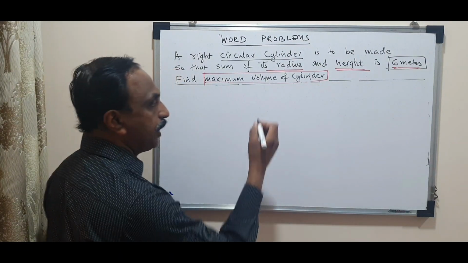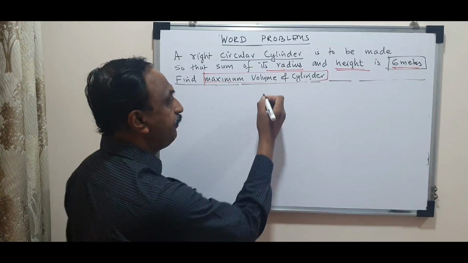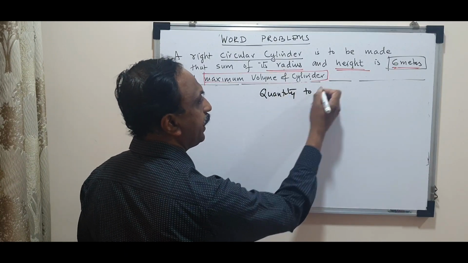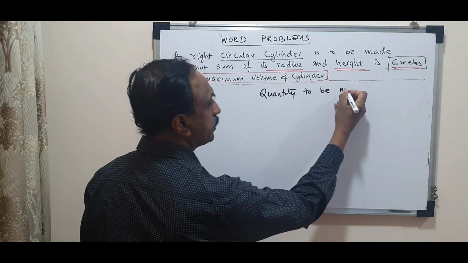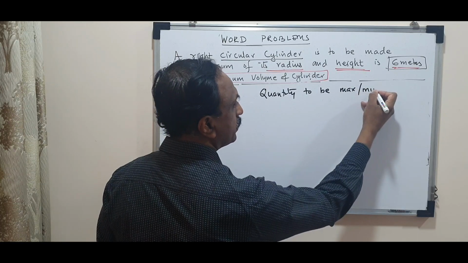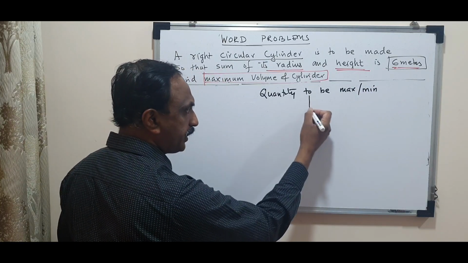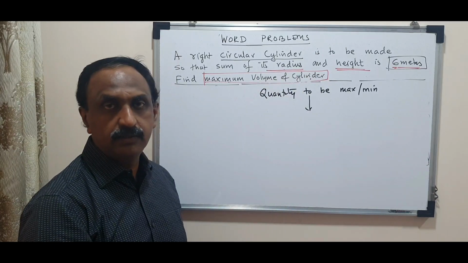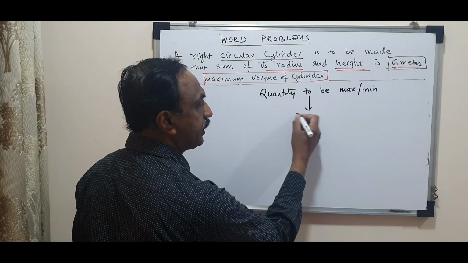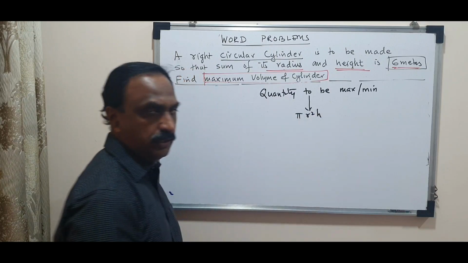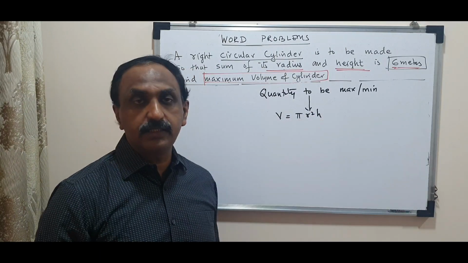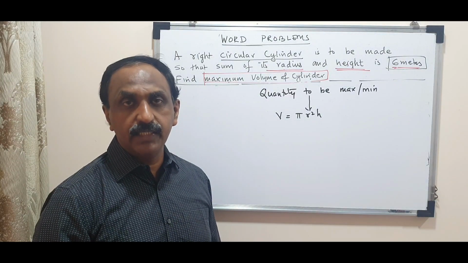So every maxima minima problem will have a quantity to be either maximized or minimized. This quantity will have a formula. For example, volume of the cylinder. It has a formula. What is the formula here? Pi r square h. So volume has got two variables in it. One is radius and the other is height.